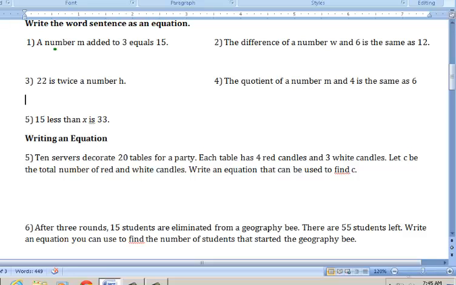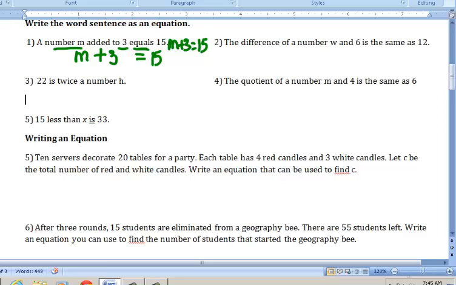So they are saying a number m added to 3, so m plus 3 equals, remember that means equal to, so equals 15. So there you go, there's your math equation, m plus 3 equals 15. Let's take a look at number 2.